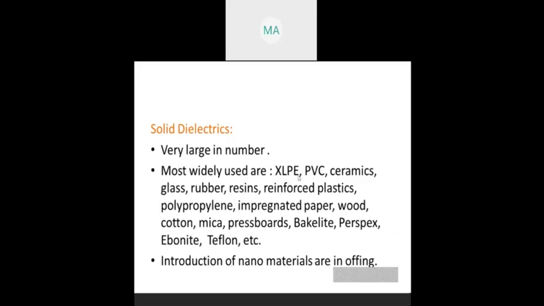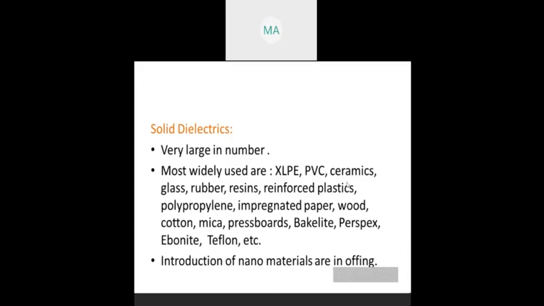We have PVC, XLP, ceramic, glass, rubber, resins. All of these come under solid dielectrics. Mostly we use PVC material as an insulator. Why do we call it a dielectric medium? Whatever the insulators are, insulators come under dielectrics. So all dielectric materials are not insulators, but all insulators are dielectric materials.